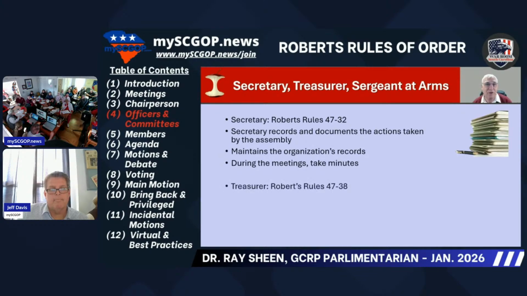Another officer is the treasurer. The duties are listed in Robert's Rule 47-38.